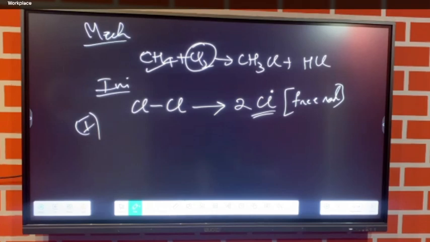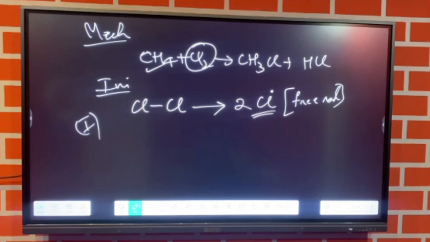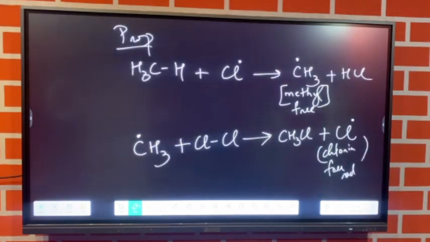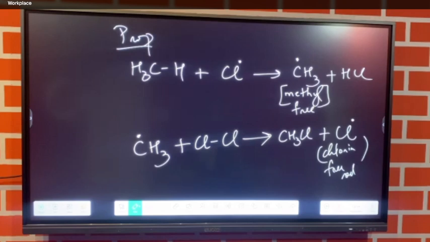Wait one second. Right, step 2, please. I forgot to write. Propagation.